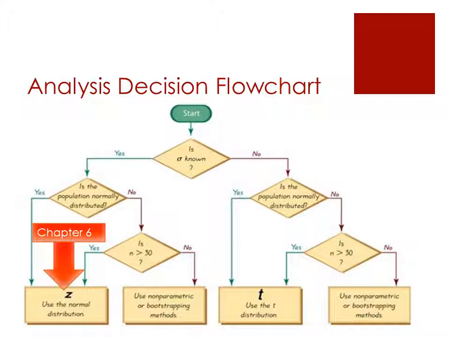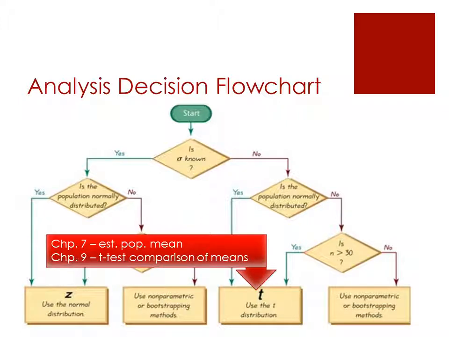Now what we're going to be looking at here today primarily is if the standard deviation is not known, then we're going to move to the right of this flowchart and we're going to wind up working with the t-distribution, which we'll be working with in Chapter 7 and Chapter 9. So in Chapter 7, we're going to be looking at estimating a population mean and how we use that. And in Chapter 9, we're going to be looking at t-test comparison of means from two or more populations.